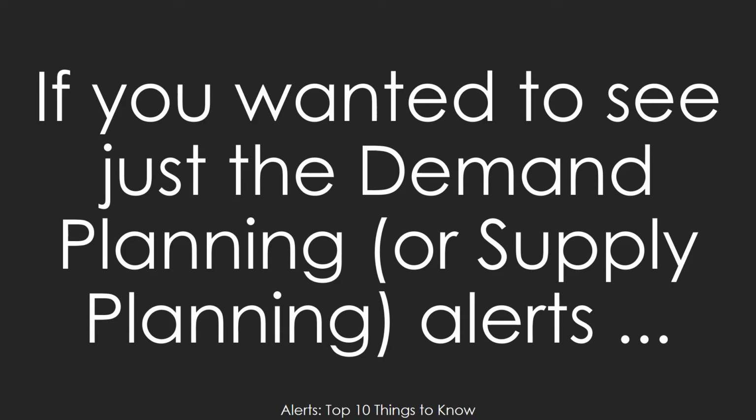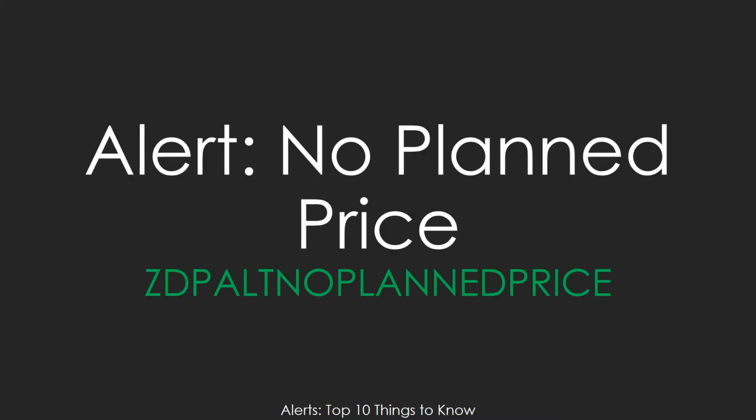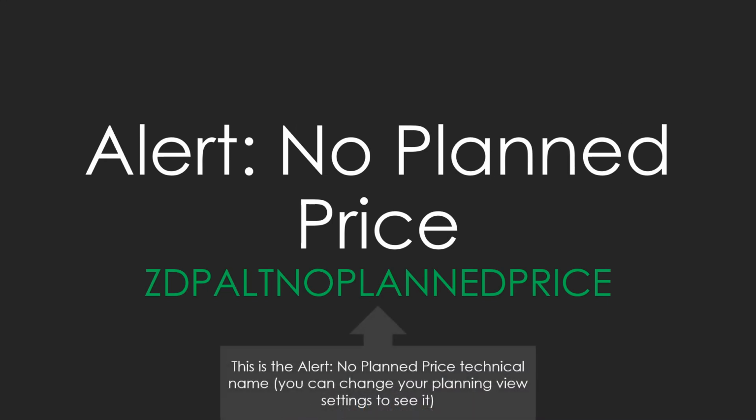If you wanted to see just the demand planning or supply planning alerts, the technical naming standard will tell you. This is the alert: no planned price technical name. You can change your planning view settings to see it.